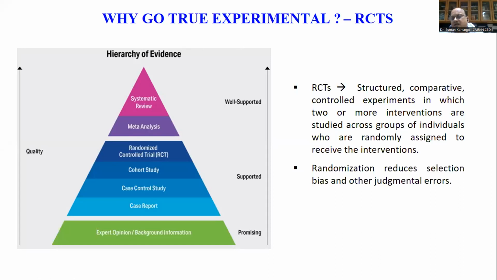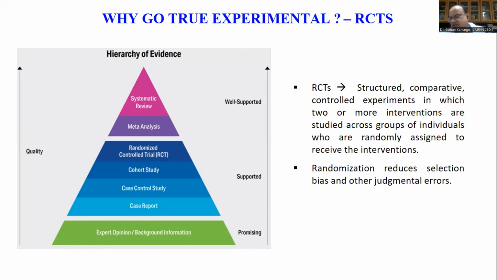RCTs are basically structured comparative controlled experiments in which two or more interventions are studied across groups of individuals who are randomly assigned to receive the interventions. The randomization reduces selection bias as well as judgmental errors.